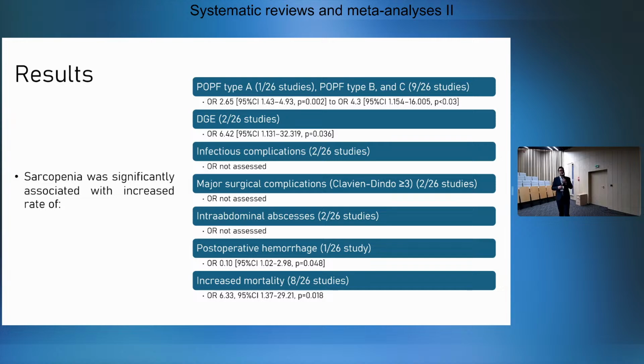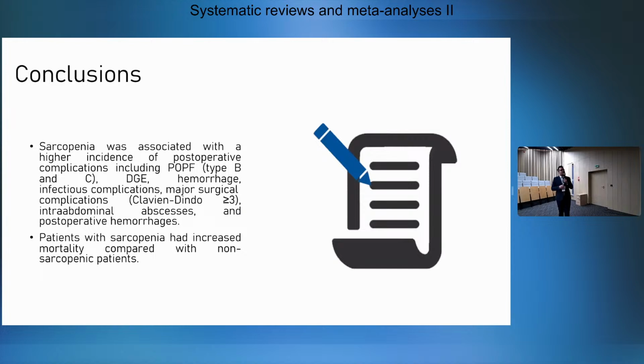Authors did not use odds ratios to evaluate infectious complications, myosurgical complications, or intra-abdominal abscesses. However, those studies also underline a significant increased rate of post-operative complications. Also, sarcopenia was a great predictor of increased mortality, with an odds ratio above 6-fold.